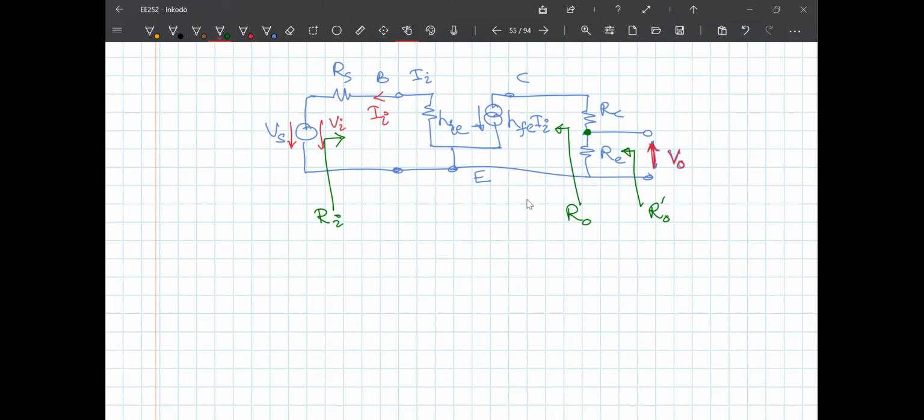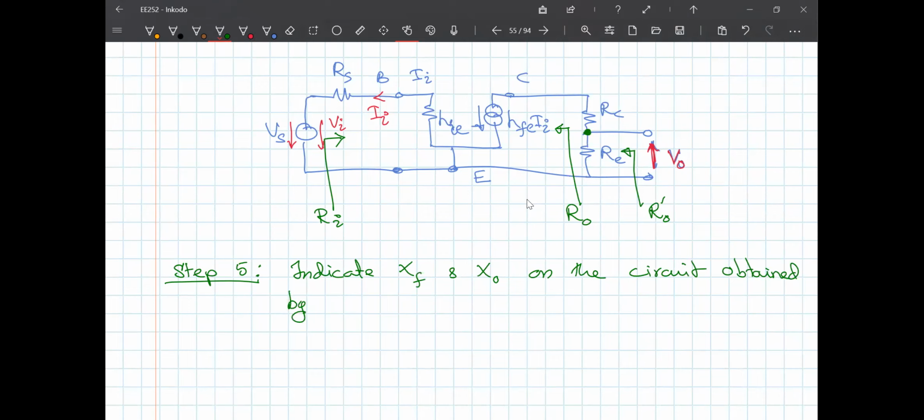So step 5: indicate XF and X out on the circuit obtained by carrying out steps 2, 3 and 4, and evaluate beta equals XF over X out. That's what we need to do.